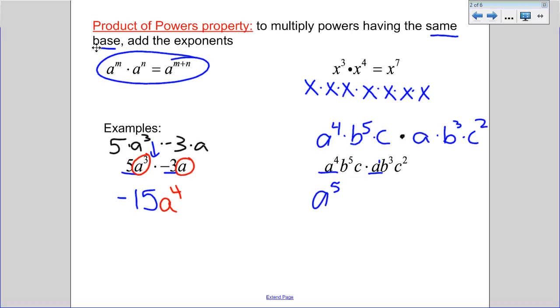How many b's do I have? 8. 5 and 3 is 8. And then 1 and 2 would give me 3. 3 c's.